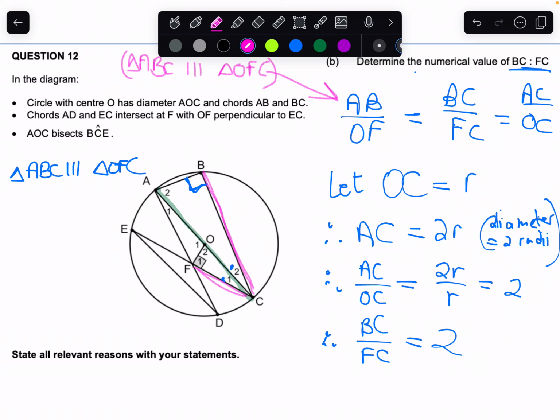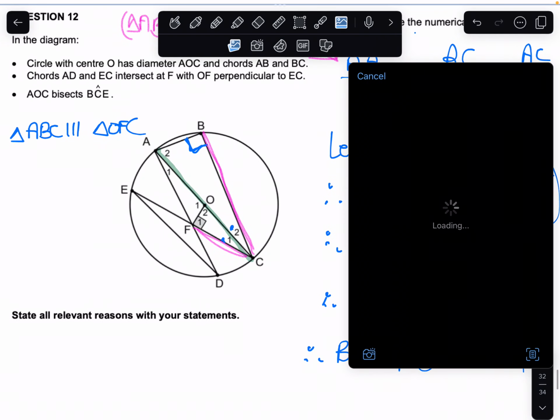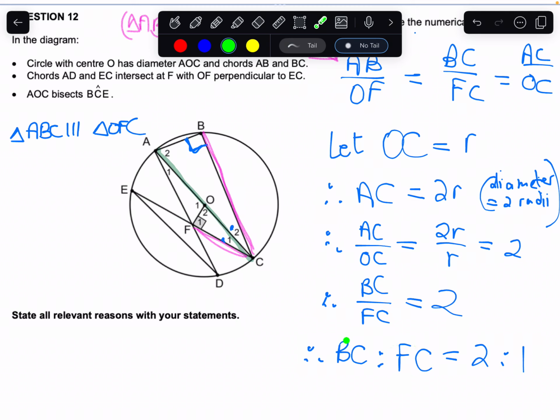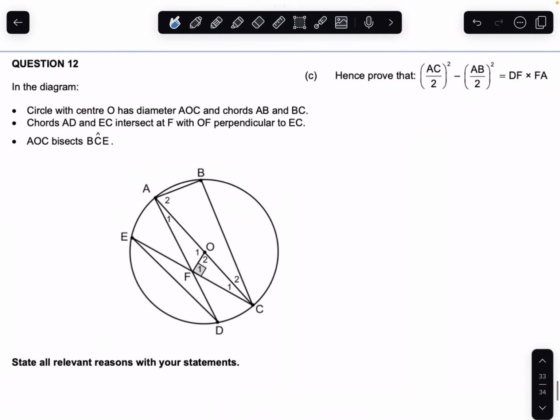So for the first question, third angle is a valid reason. Good to know. And for the second question, okay, they did actually give it as a ratio. So that just means that BC to FC is the same as 2 to 1. All that means is whatever the length of FC is, BC will be twice that. All right. Cool. So on to the last question.